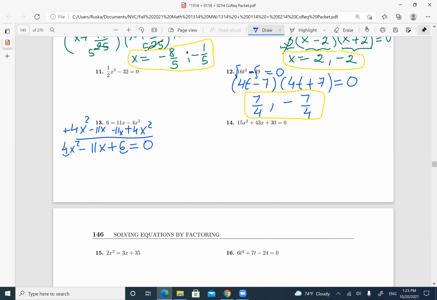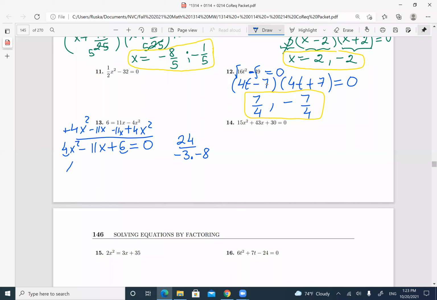So multiply AC, 4 times 6, 24. And then find two factors of 24 which add up to negative 11. So obviously it's going to be negative times negative, but what numbers? What times what is negative 11? 3 and 8, right? Negative 3 times negative 8 is positive 24, and when you add negative 3 and negative 8, it's negative 11. So that's how you factor.